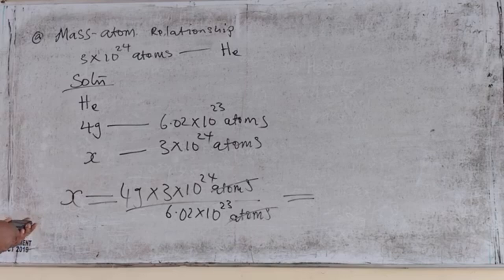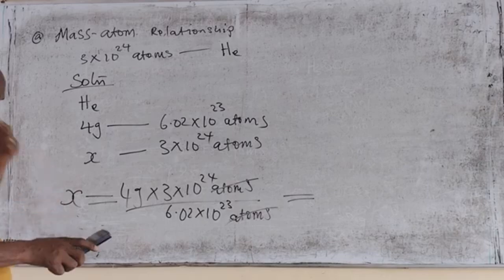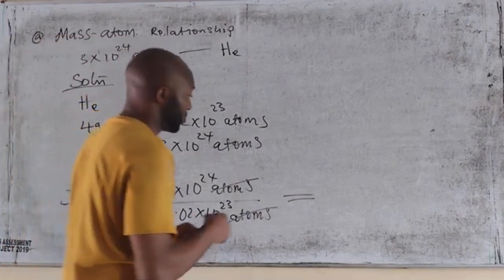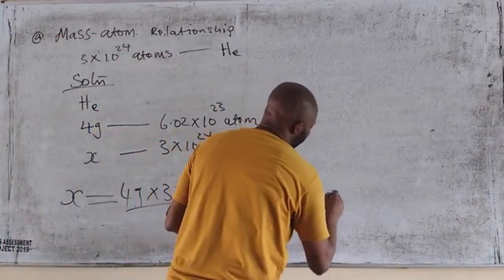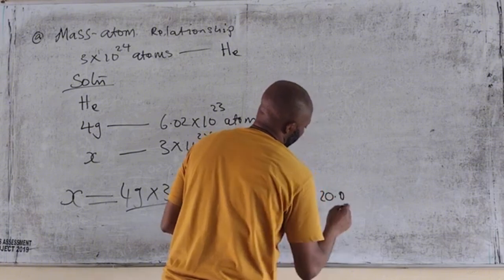4 times 3 times 10 raised to the power of 24, divided by 6.02 times 10 raised to the power of 23. That is 19.9, equivalently 20. So you see, I call it 20.0 grams.